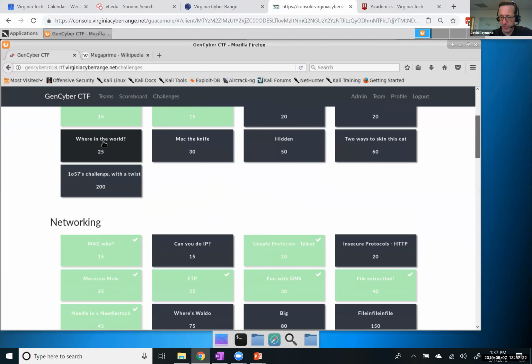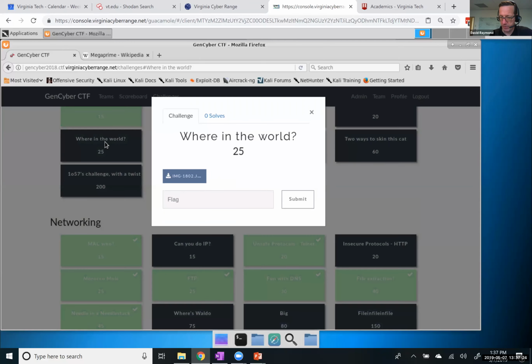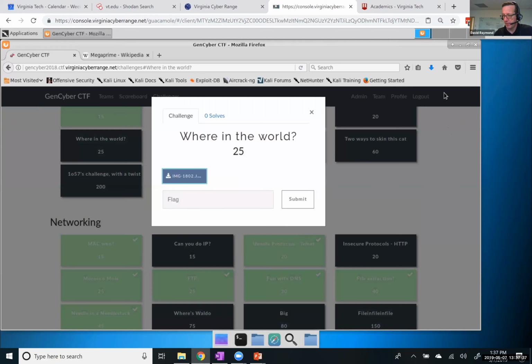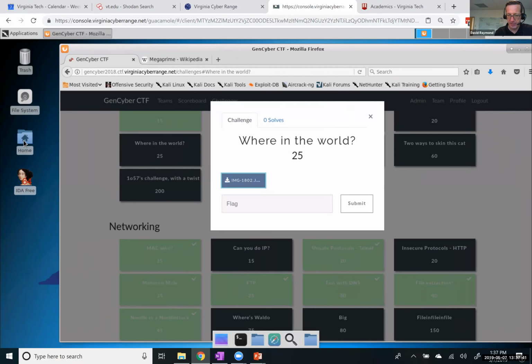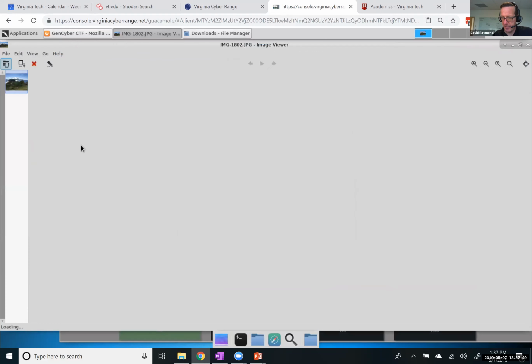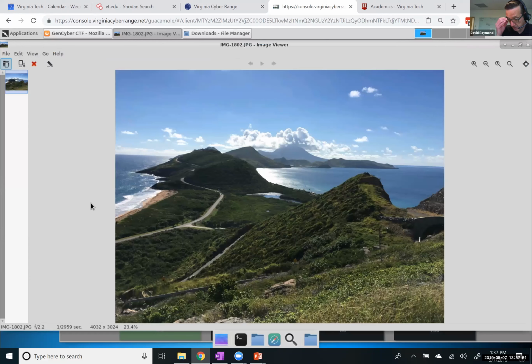What is this one? Where in the world? Oh, where in the world? Where is this? Okay, so here's an image. Okay, so I've downloaded an image and it's asking me where it is. And so now the image is, this is it, right? Okay, so here it is. And it asks me, where is it? Okay, so how do you solve this?